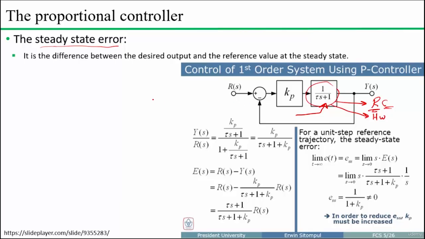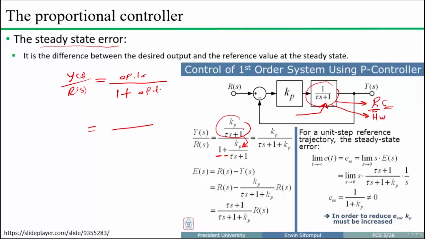Okay, so anyone who has studied control system classes will know that the output over the input is called the transfer function, or the closed loop transfer function, and it is equal to the open loop transfer function over 1 plus the open loop transfer function. So we can say it is equal to Kp multiplied by 1 over tau s plus 1, like this one here, over 1 plus the open loop here again. And you can simplify this equation here to become like this.